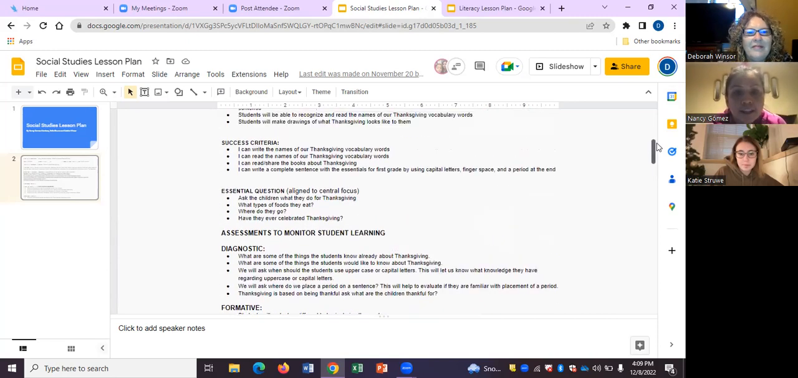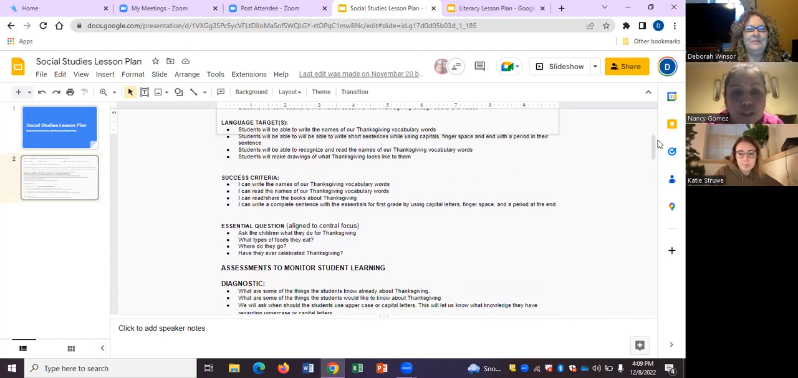The language target is that students will be able to write the names of our Thanksgiving vocabulary words. The students will be able to recognize and read the names of our Thanksgiving vocabulary words. The success criteria is that they will be able to write their names and Thanksgiving vocabulary words. They're going to share books about Thanksgiving.